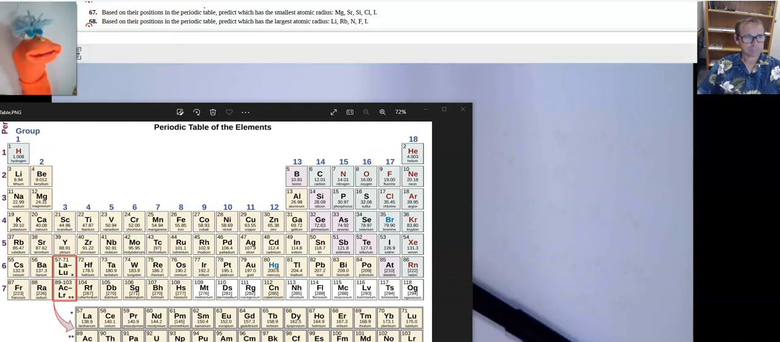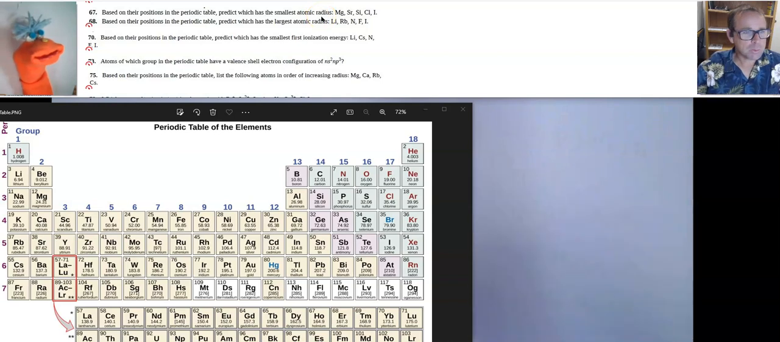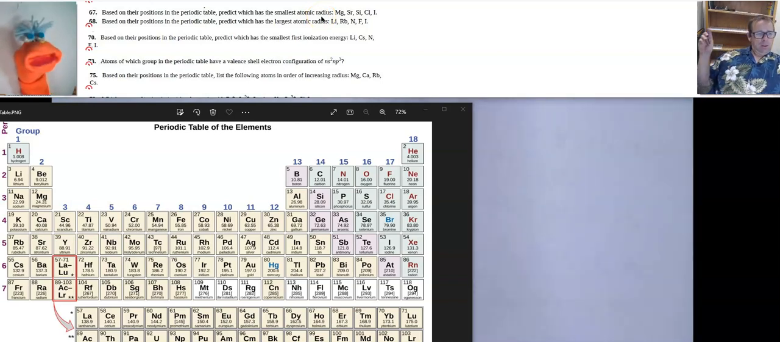Okay. Good. But didn't it ask for the smallest? Oh, the smallest radius. Predict which has the smallest radius. Okay, so strontium is the biggest. Which one would be the smallest? The highest up is silicon and chlorine, okay, and chlorine's farther to the right, so chlorine.